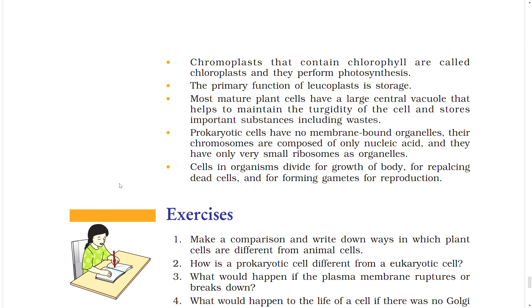Most mature plant cells have a large central vacuole that helps to maintain the turgidity of the cells and stores important substances including wastes. Prokaryote cells have no membrane-bound organelles. Their chromosomes are composed only of nucleic acid and they have only very small ribosomes as organelles. Cells in organisms divide for growth of the body, for replacing dead cells and for forming gametes for reproduction.